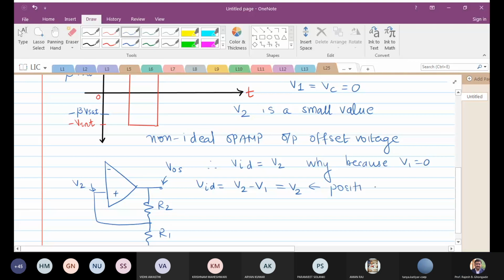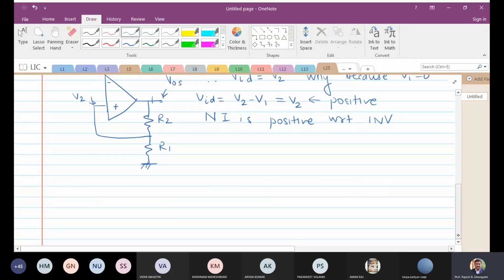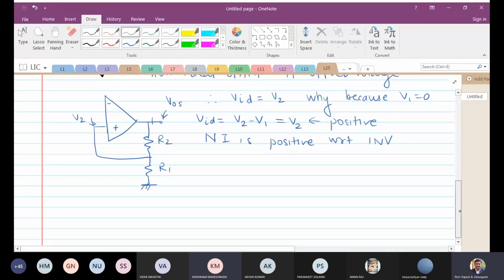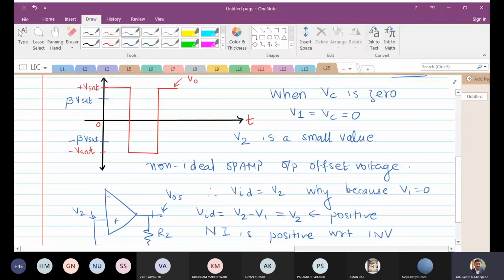So the non-inverting terminal of the operational amplifier is positive with respect to the inverting terminal. In that situation, what will happen to the output? Positive saturation or negative saturation? Positive. Of course, we cannot guarantee that the output offset voltage is either positive or negative.